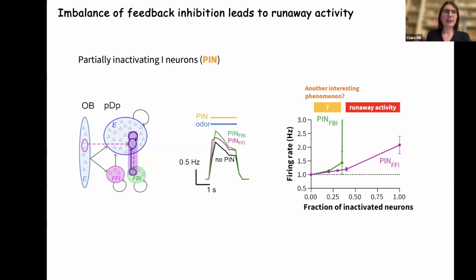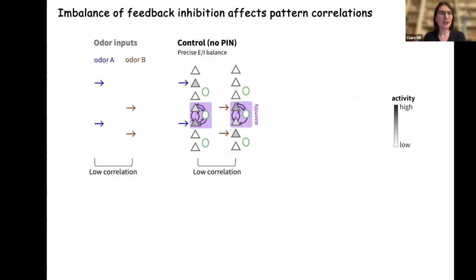So let me first explain what we observed using a very simplified schematic. We have two odors, odor A in blue and B in brown, and they provide differential input to DP. So the correlation between these olfactory bulb activity patterns is very low. Now, you can see here the activity of the excitatory neurons in DP in response to these two different odors. And the correlation between these two activity patterns is also quite low.